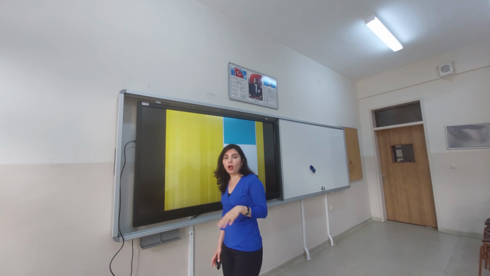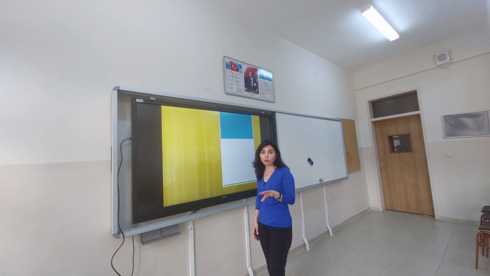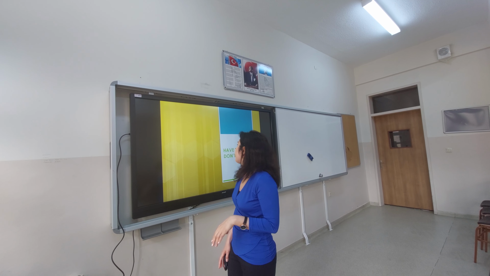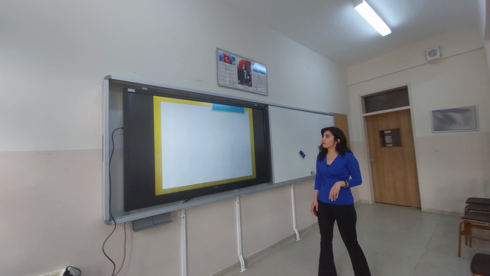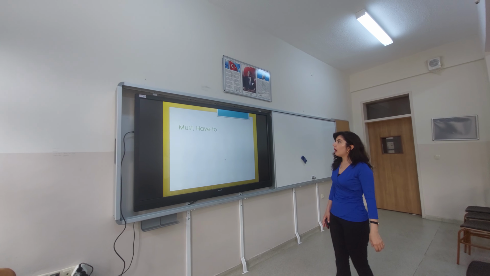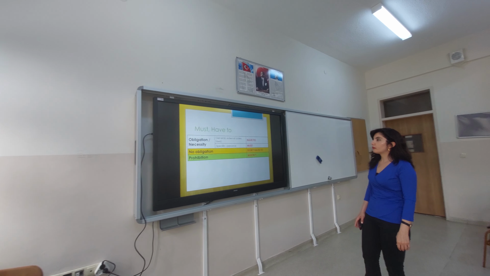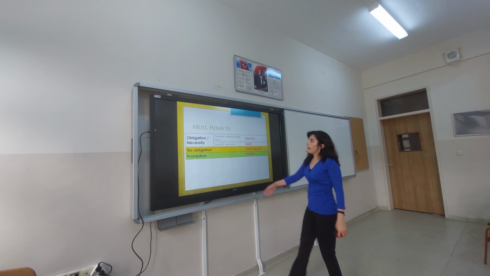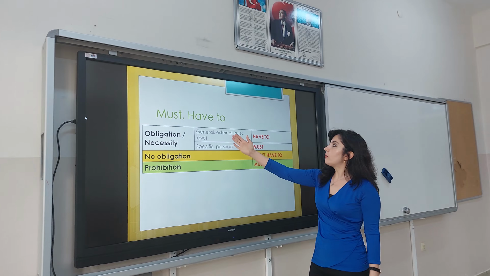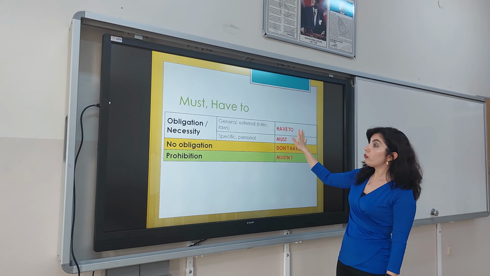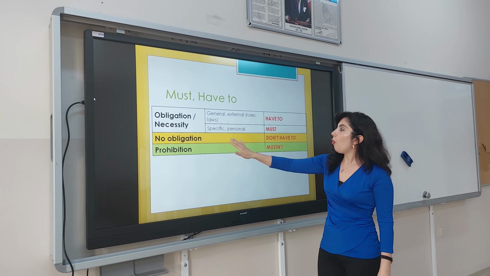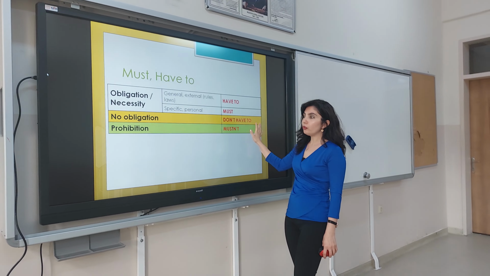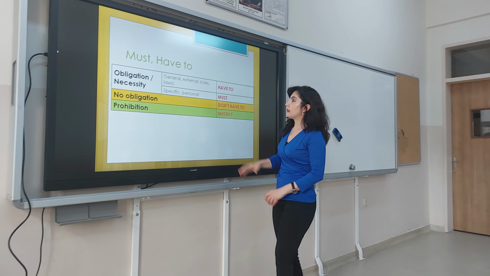Today we will talk about must, have to. Have to, don't have to. Must, have to: obligation, necessity. Have to: general, external rules, laws. Must: specific, personal. No obligation: don't have to. Prohibition: mustn't.